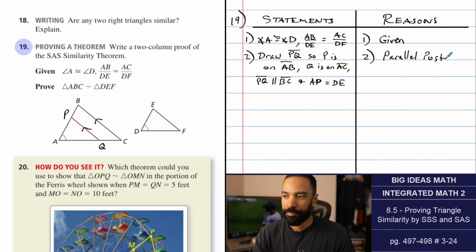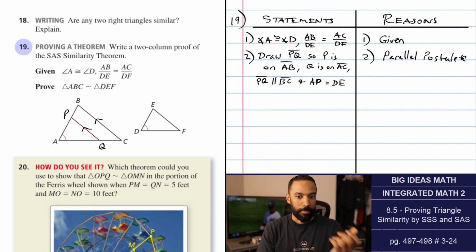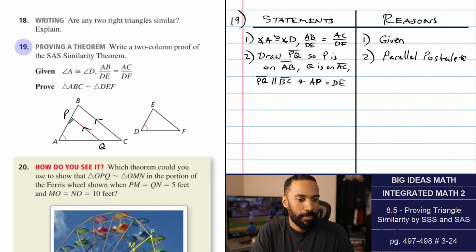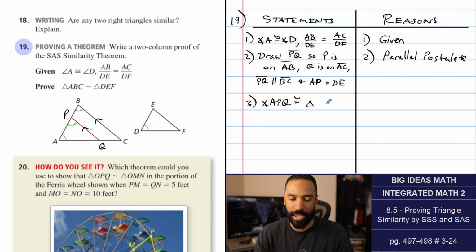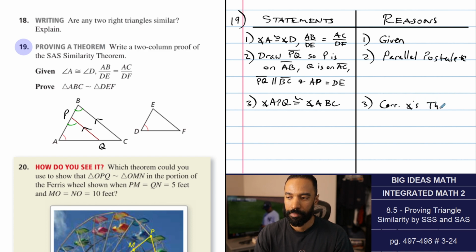Now that we have parallel lines, we can say some angles are congruent to each other, such as APQ right here and ABC. We're not really looking at this one just yet; we're going to do something after that. Those are corresponding angles now that those lines are parallel. So I can say angle APQ is congruent to angle ABC by the corresponding angles theorem.